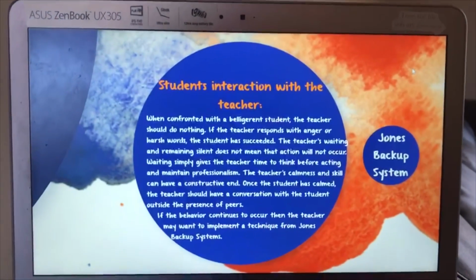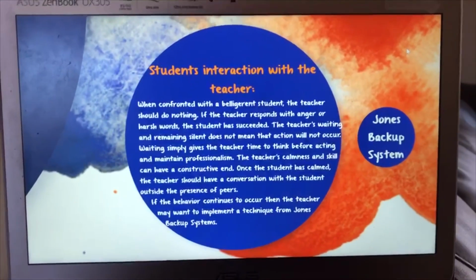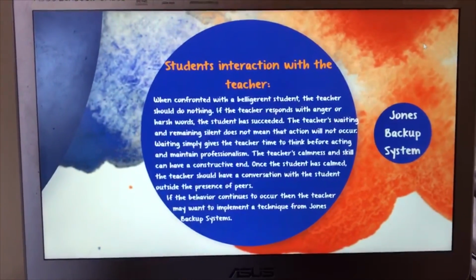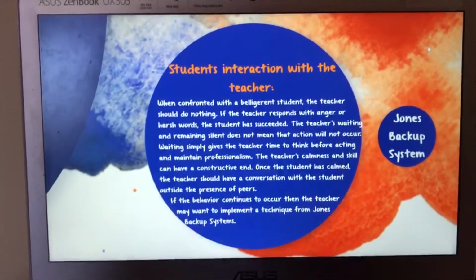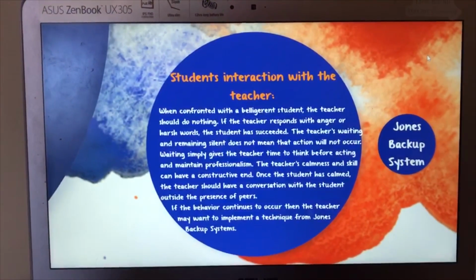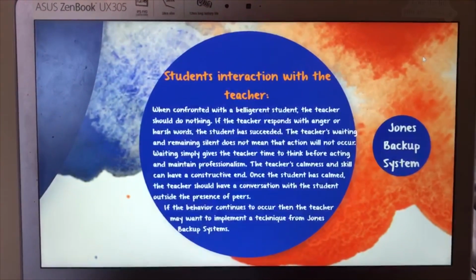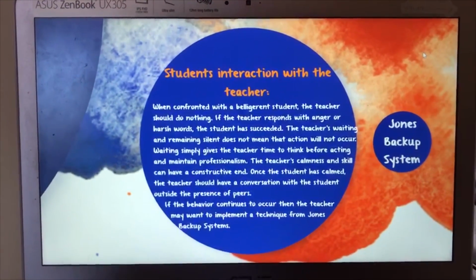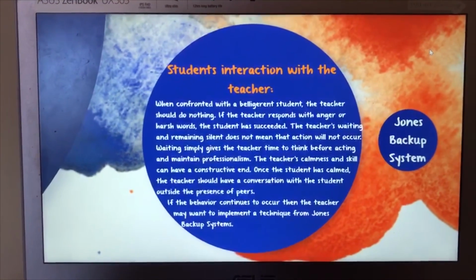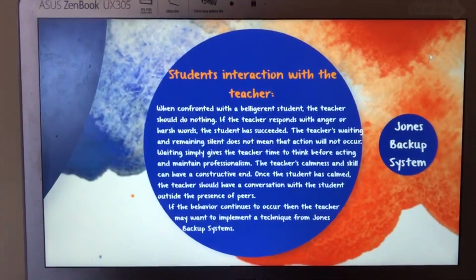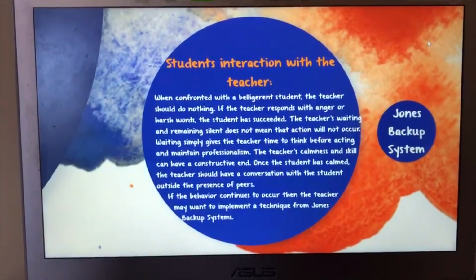And then the last thing it talked about was the interaction, so the student interaction with the teacher. When confronted with a belligerent student, the teacher should do nothing. If the teacher responds with anger or harsh words, the student has succeeded. The teacher's waiting and remaining silent does not mean that the action will not occur. Waiting simply gives the teacher time to think before acting and maintaining professionalism. The teacher's calmness and skill can have a constructive end. Once the student has calmed, the teacher should have a conversation with the student outside the presence of peers. If the behavior continues to occur, then the teacher may want to implement a technique from Jones's backup system.